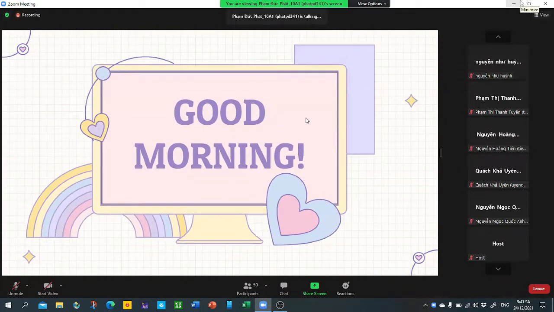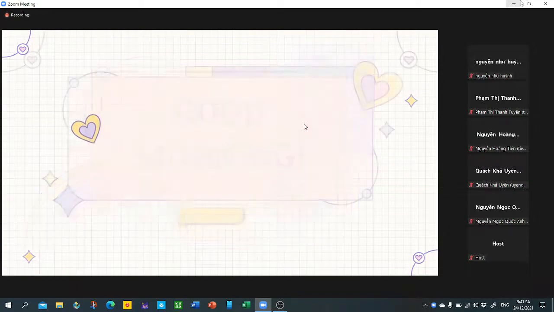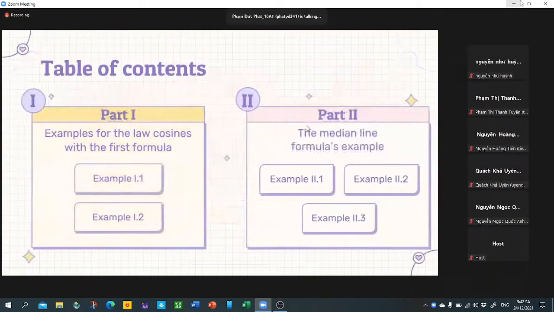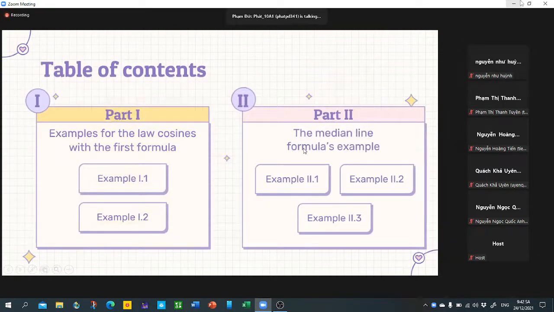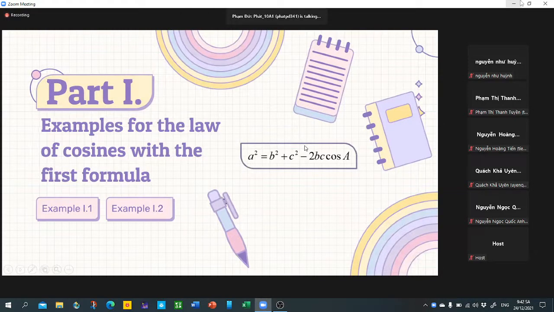Good morning, our precious teachers and fellow buddies. Welcome to the presentation of Group 2. Showing on the screen is the contents that we'll be presenting. So let us begin with part 1, examples for the law of cosines with the first formula.